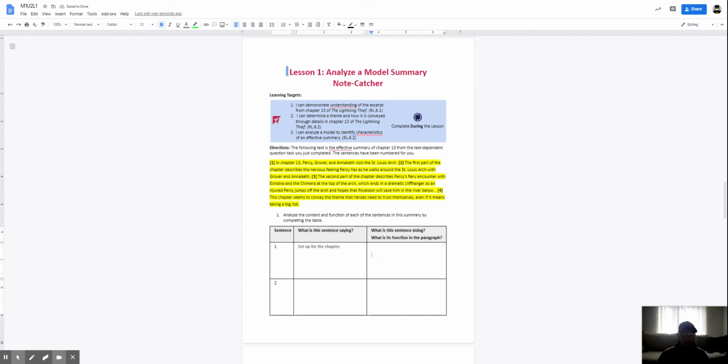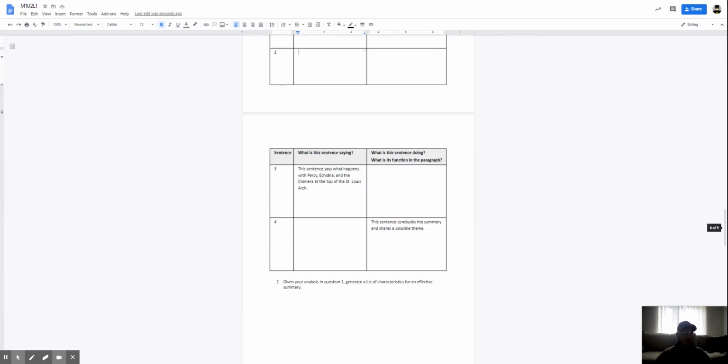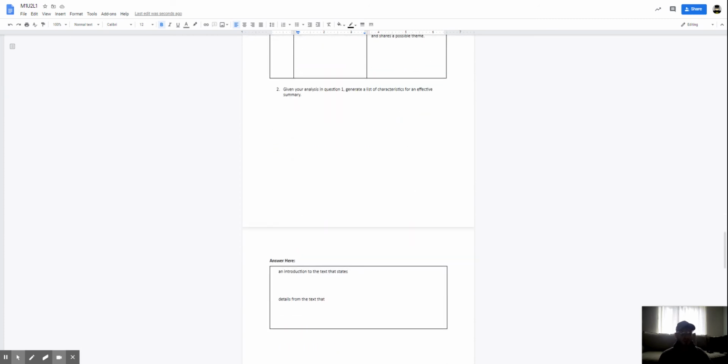The next thing is, what is the sentence doing? Well, it gives us context for the rest of the chapter. So that's what you're doing now. For sentence 2, what is it doing? And what is it saying? So it's saying what happens in the first part, and what it's doing is just giving us a brief example of very important things. And then you just keep going, and fill all that out.